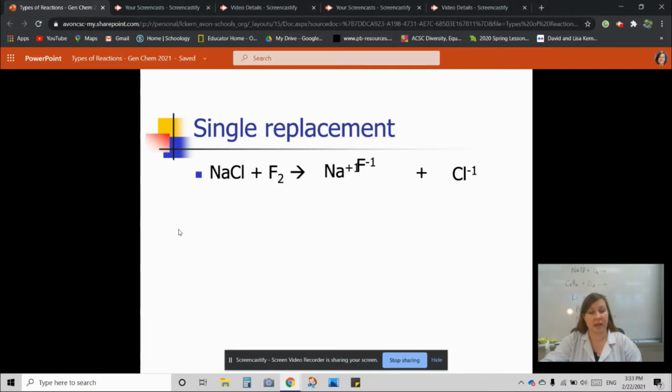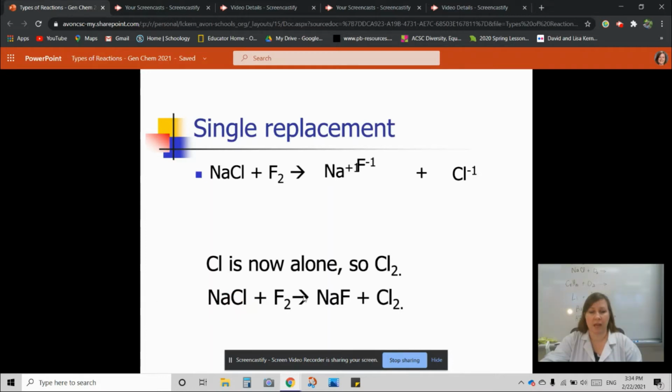Now, of course, this is not how you're going to write your compounds. Cl is going to be written Cl2, and Na+1 and F-1 is going to be written NaF. So NaCl plus F2 yields NaF plus Cl2. And this is an unbalanced equation, so if you want to pause and balance it, you are welcome to do that.